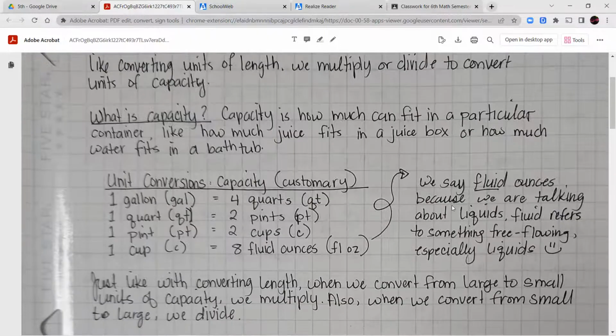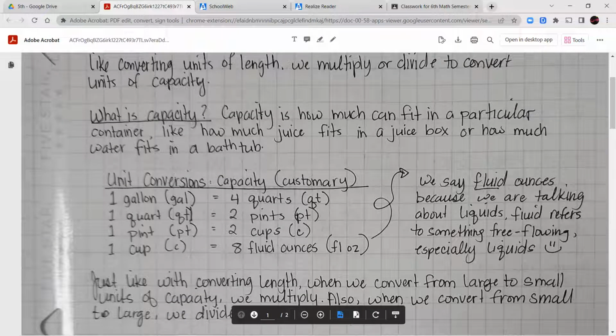Now, our unit conversions here, 1 gallon, just like we saw in the video, is equal to 4 quarts. And quarts, this is where the word quarter comes from. And we know quarters are 1/4 size pieces. So 1 gallon is broken up into 4 pieces, which are called quarts. That makes sense so far. Now, 1 quart is broken up into 2 pints. 1 pint is broken up into 2 cups, and 1 cup is made up of 8 fluid ounces.